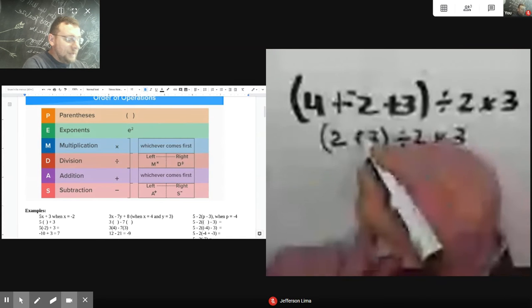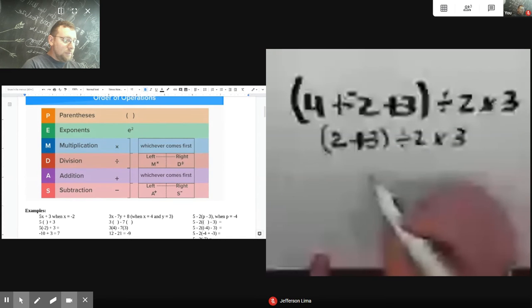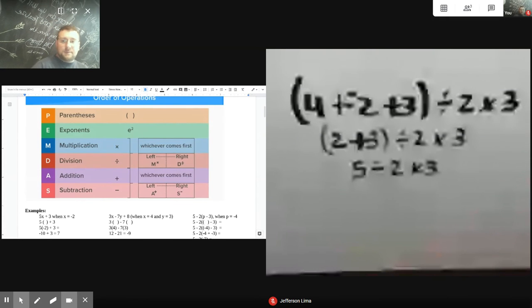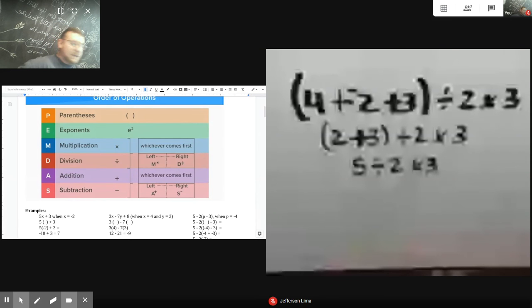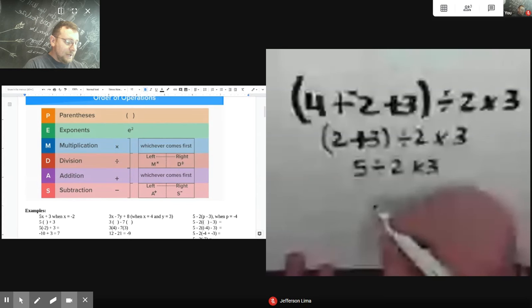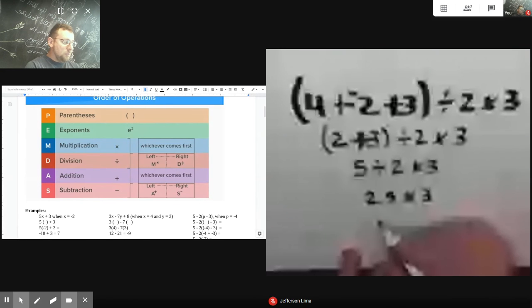So this is a plus sign here in between them. And then 2 plus 3 is 5. I'm still working on that parentheses. You might be tempted to multiply, but you're not there yet. Now I have 5 divided by 2 times 3. You might be tempted to multiply because M comes before D, but remember they are tied. You have to go from left to right. So you do 5 divided by 2 first, which is 2.5, right? And then you have to multiply that times 3 to get your final answer, which is going to be 7.5.